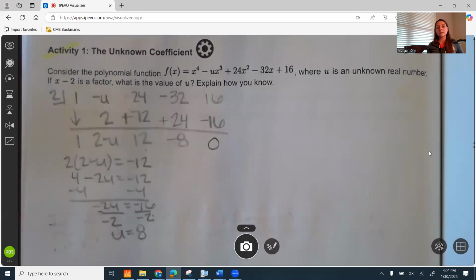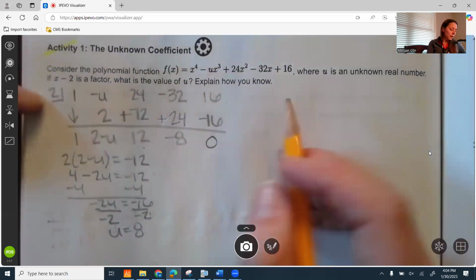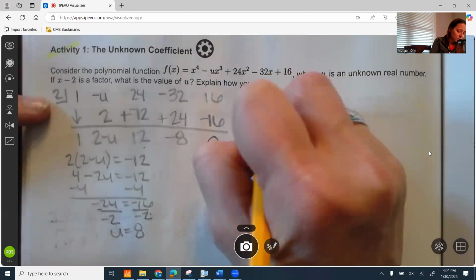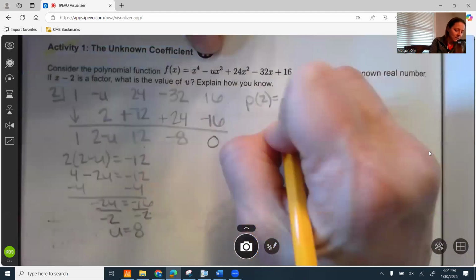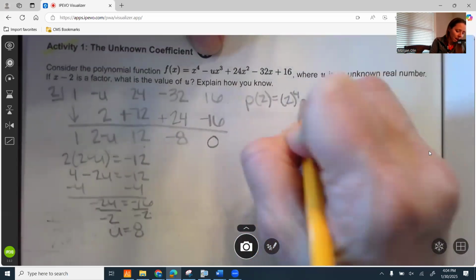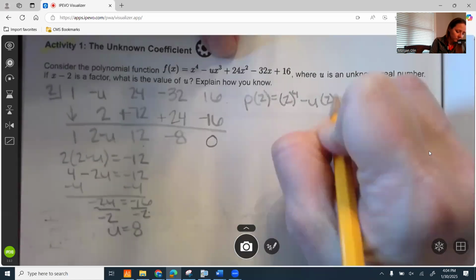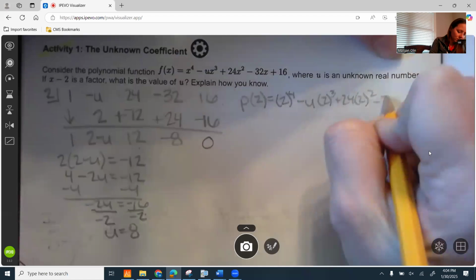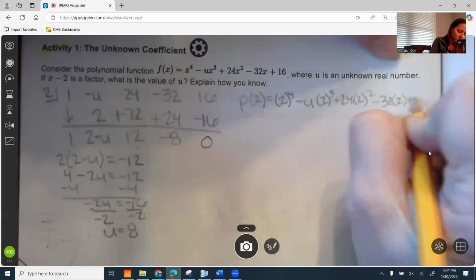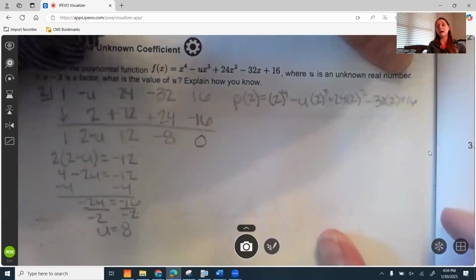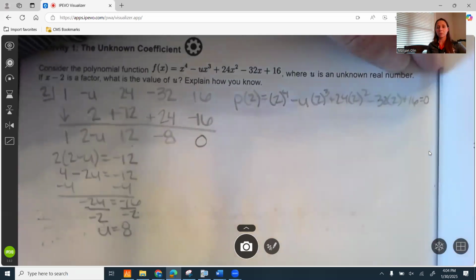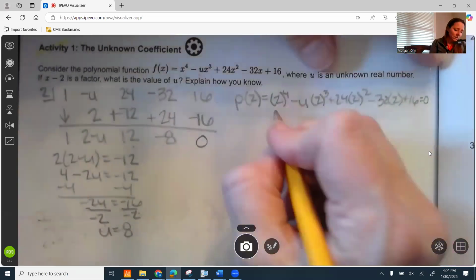However, you can use that synthetic substitution. All right, if I know negative 2 is a factor, then when I plug p of negative 2 in, that means I'm plugging in negative 2 for every x. Don't miss one. If it's a factor, what's my remainder supposed to be? It's supposed to be 0. So there would be a 0 there. All right, and now I can solve.